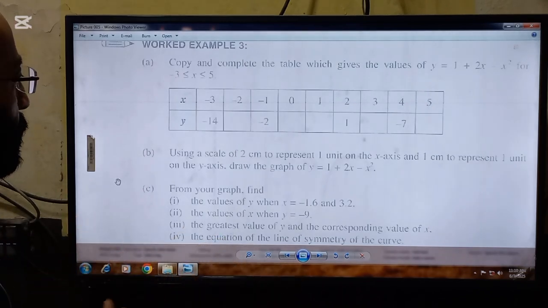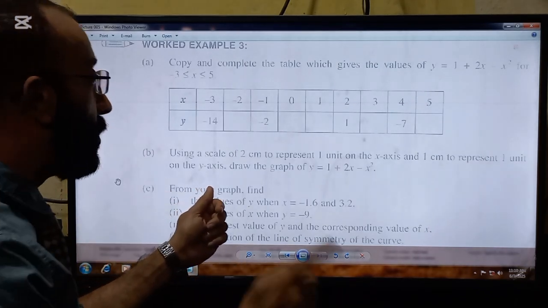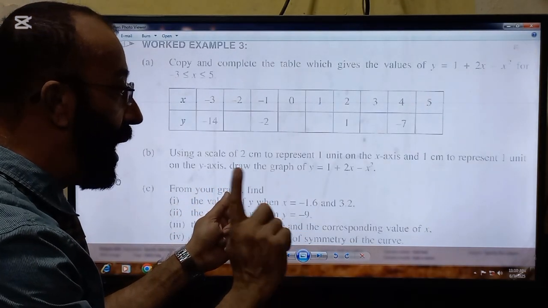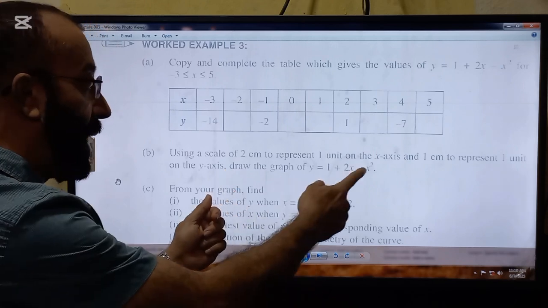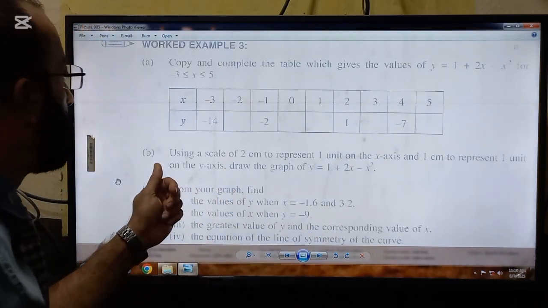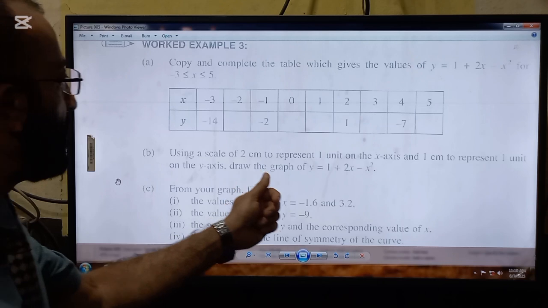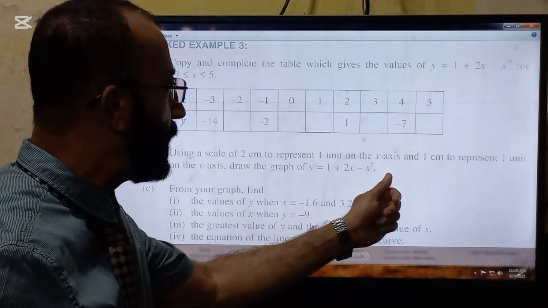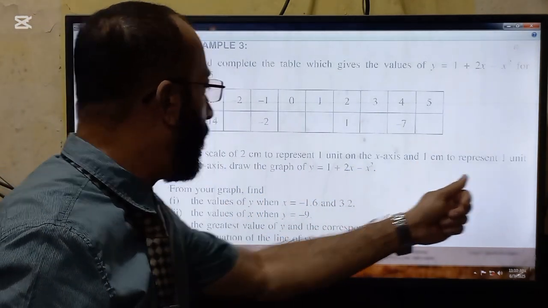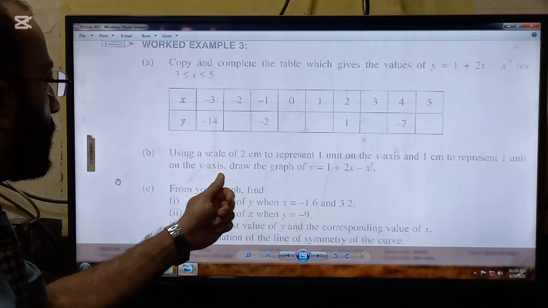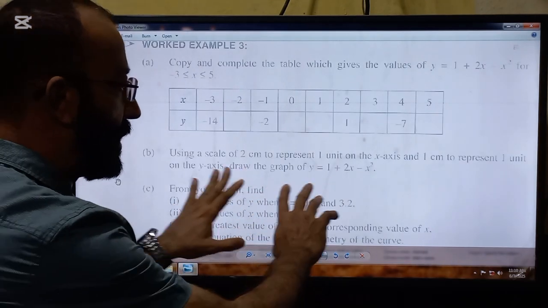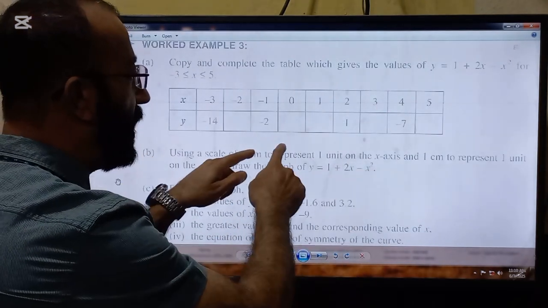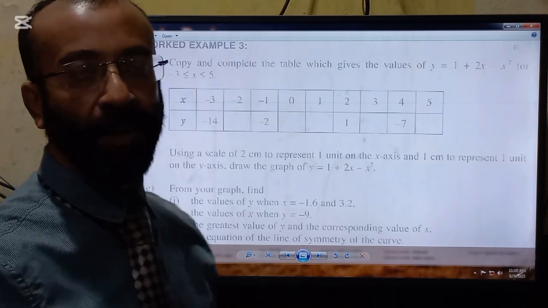Then another difference you can see, the scale is already given. So you do not have to choose the scale, it is given, you have to follow it. So using a scale of 2 centimeters to represent 1 unit on the x-axis and 1 centimeter to represent 1 unit on the y-axis, draw the graph of this. So the scale is already given and an incomplete table is given. And the steps will be the same.